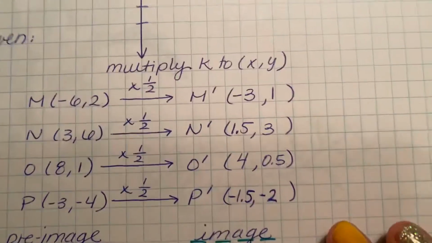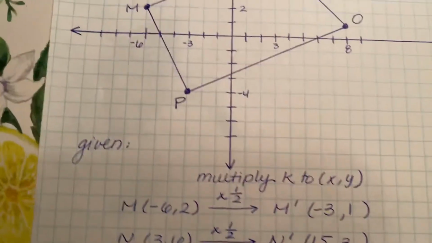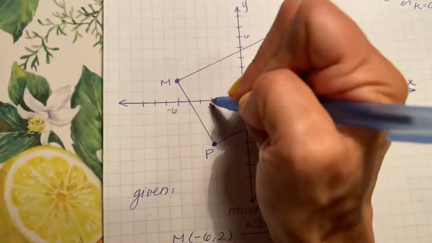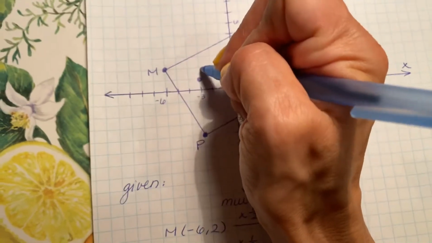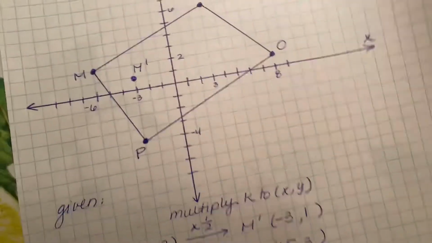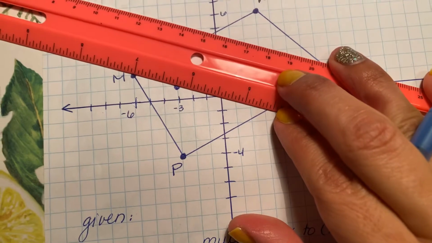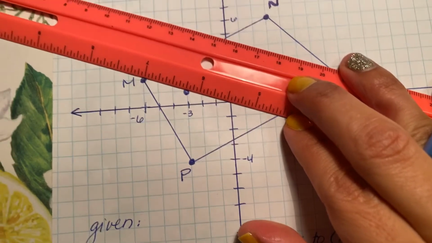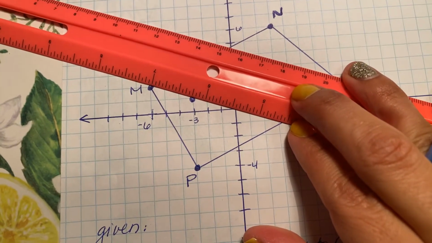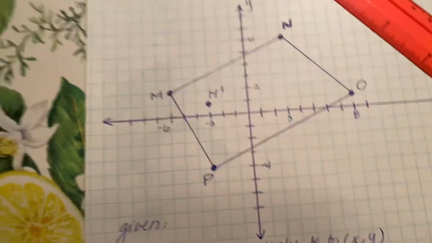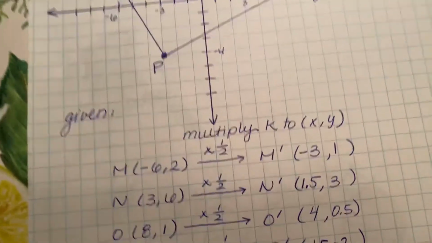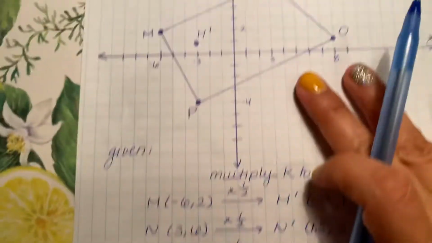Okay, so now we're going to go ahead and plot that. So -3, 1 is M prime. And notice, I know I'm graphing right because look, here's my center, 0, 0, my origin. Here's M and M prime, and they're all collinear. So I know I did it right. That's your visual check. N prime, 1.5, 3.